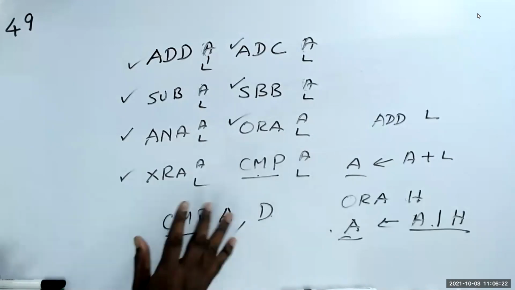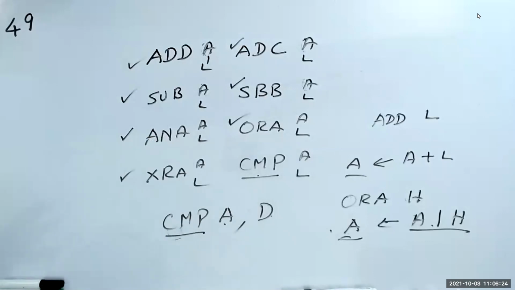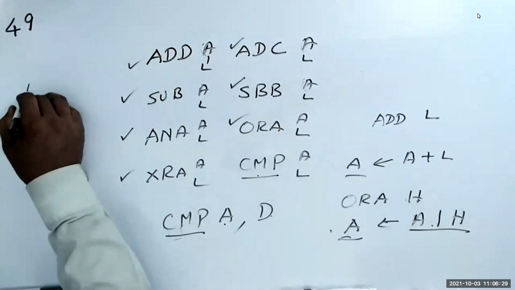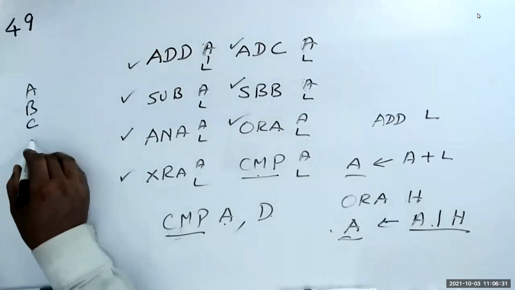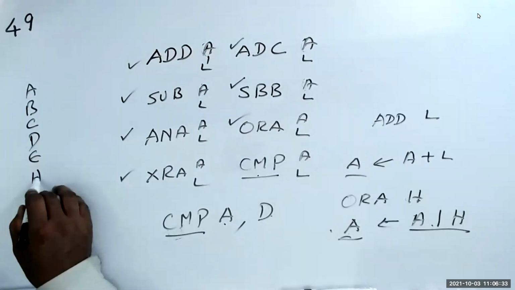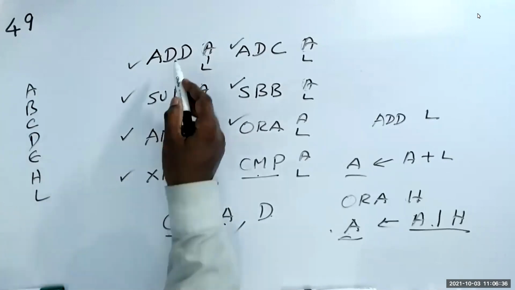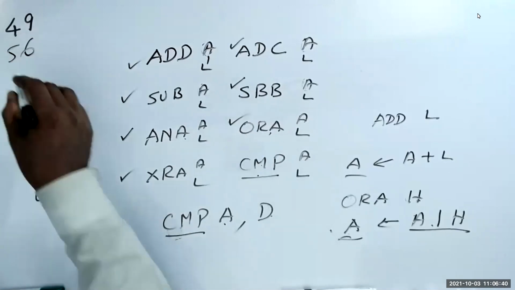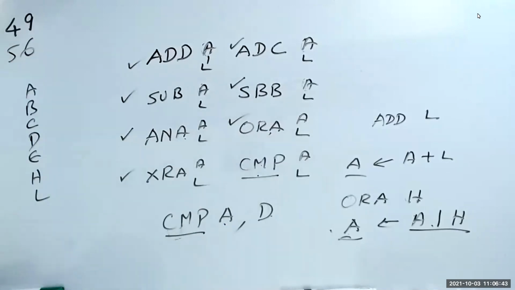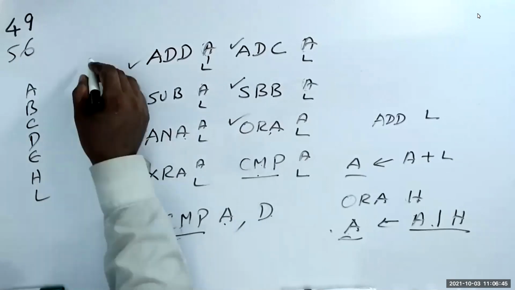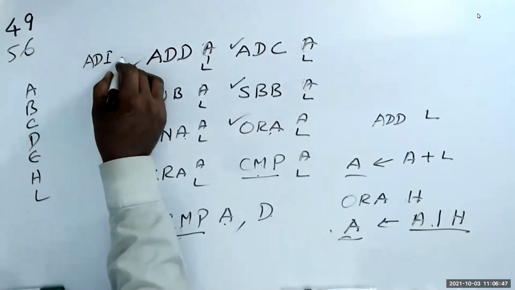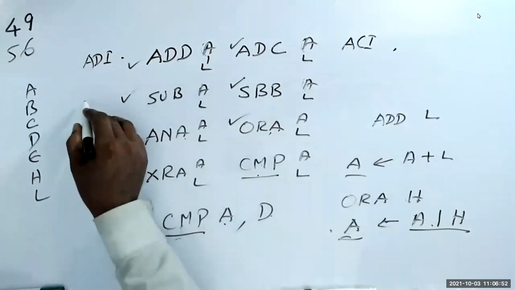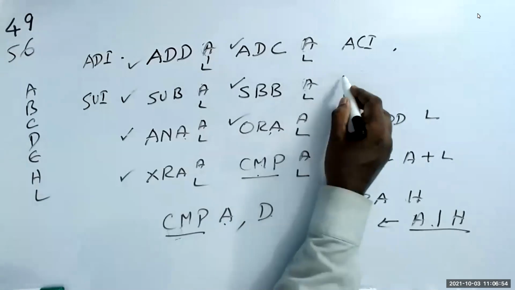Okay. Now how many do you see? A, B, C, D, E, H, L. It's about 7. So 1, 2, 3, 4, 5, 6, 7, 8. 8 into 7, about 56 instructions are gone here. Am I right? Like that, once again, add immediate number, add with carry immediate, subtract immediate, subtract with borrow immediate.